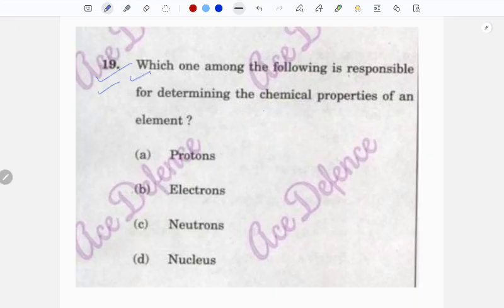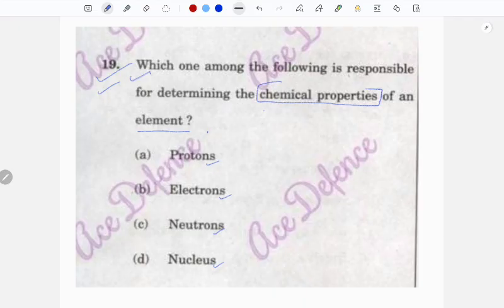Which one among the following is responsible for determining the chemical properties of an element? Now we're talking about chemical properties. We have four options here. Option A, protons. Option B, electrons. Option C, neutrons. And option D, nucleus.